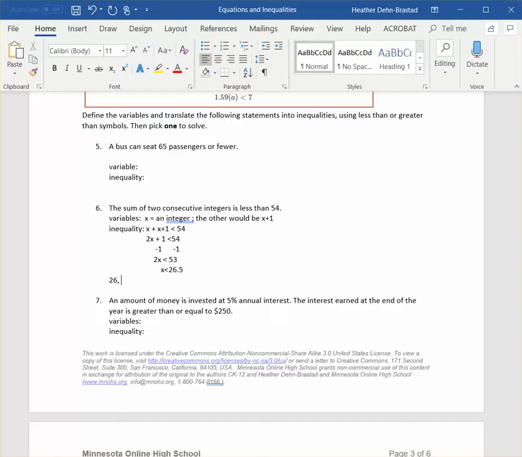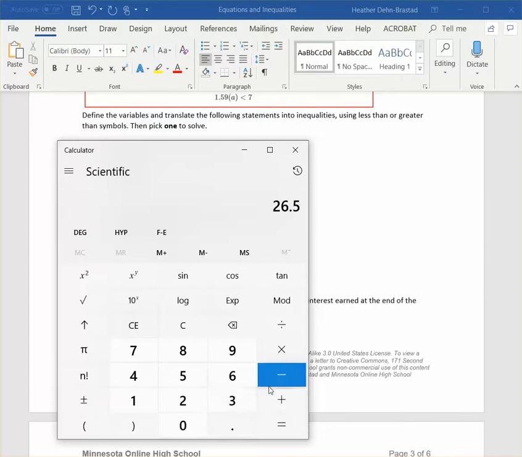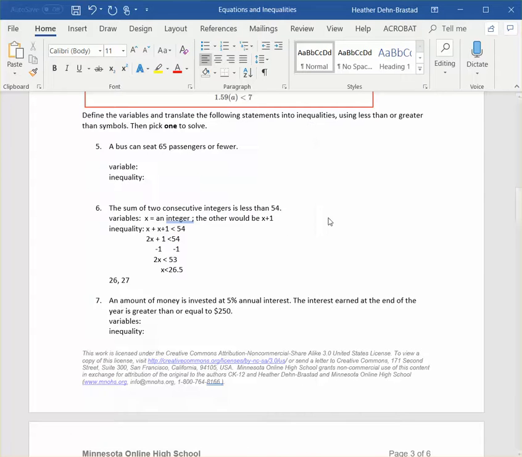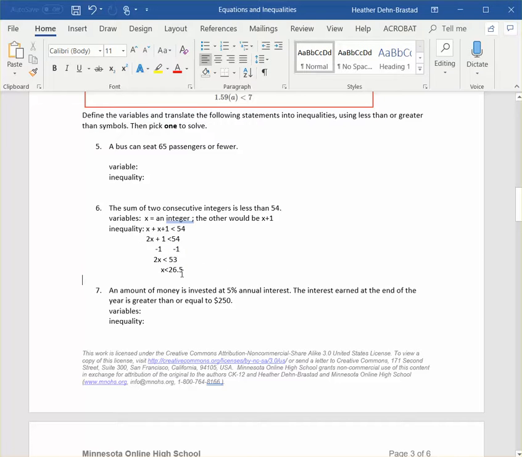Maybe the other one is 27. If we add 26 and 27 together, the sum is less than 54. Because look, here's our calculator again. 26 plus 27 is equal to 53. And it had to be less than 54, so this works. But our answer really is that x is less than 26.5, and really it could be less than or greater than 26.